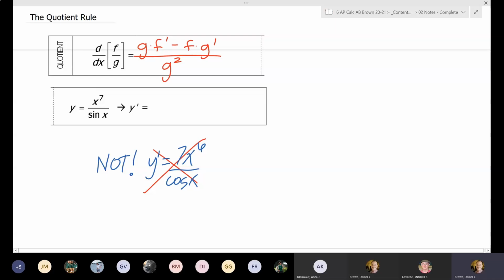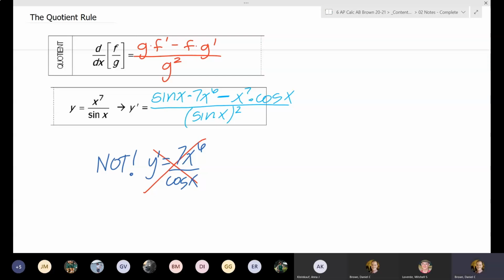So when I'm looking at this one, I have low D high less high D low, then draw the line, and down below, bottom squared will go. And that is the quotient rule. Do also be careful. Some people want to automatically start canceling things out in the quotient rule. Remember in math, you can't cancel across a plus or a minus sign. So it's often better to just leave the quotient rule as is, unless you're going to factor something out.